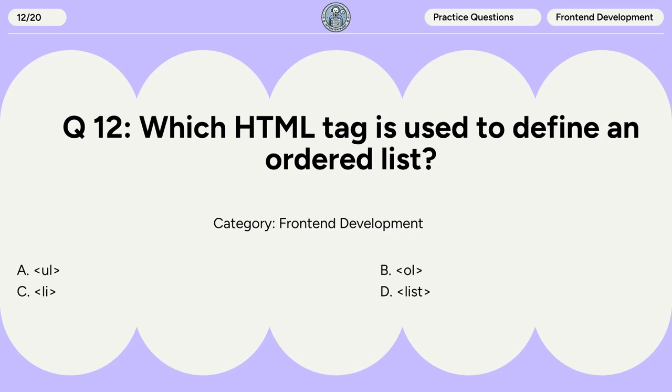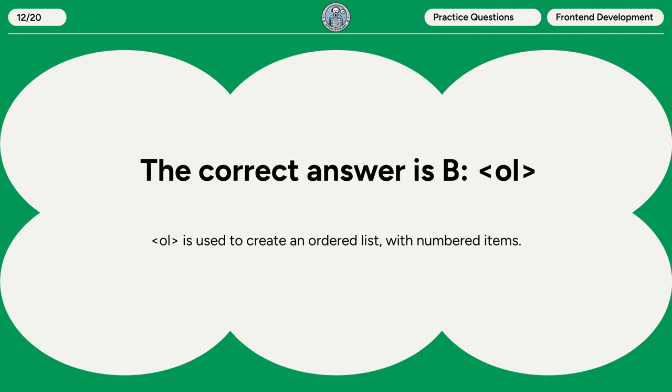Question 12. Which HTML tag is used to define an ordered list? The correct answer is B. OL. OL is used to create an ordered list, with numbered items.